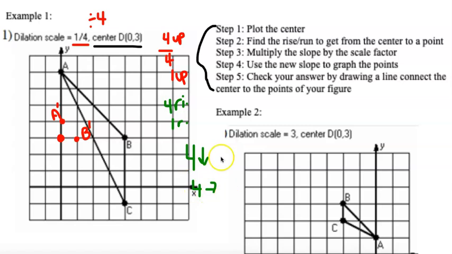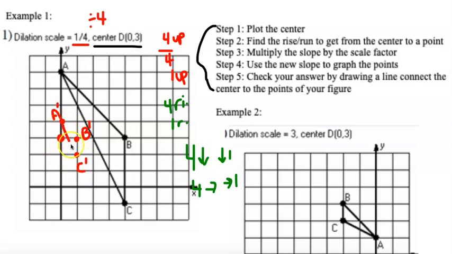Okay, so I'm going to take this slope and multiply it by my scale factor. So a fourth of 4 again is 1. So instead of going down 4 and right 4, I'm going to go down 1, and then I'm going to go right 1. Okay, so from your center, go down 1, right 1, and here is your C prime.